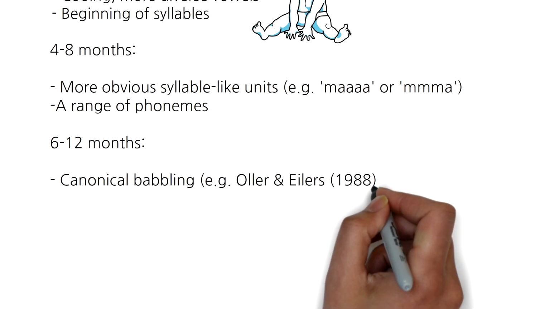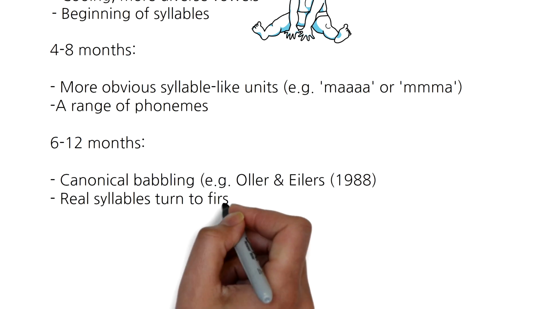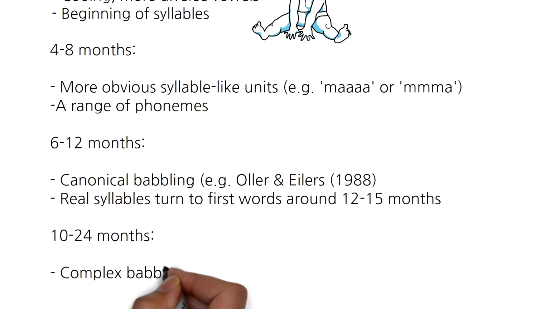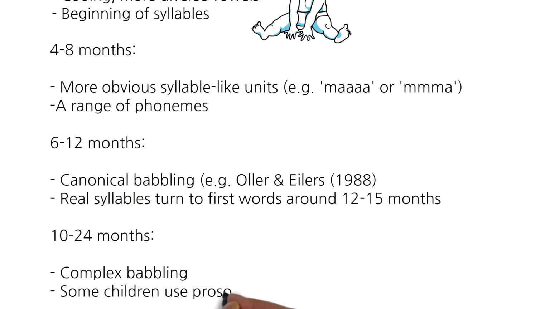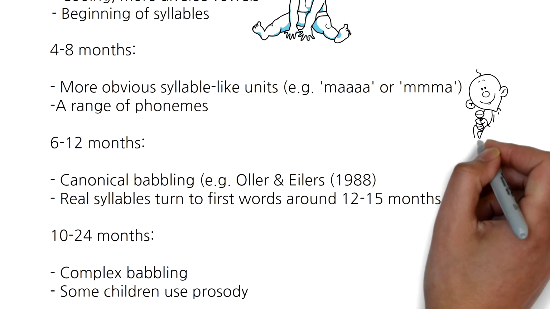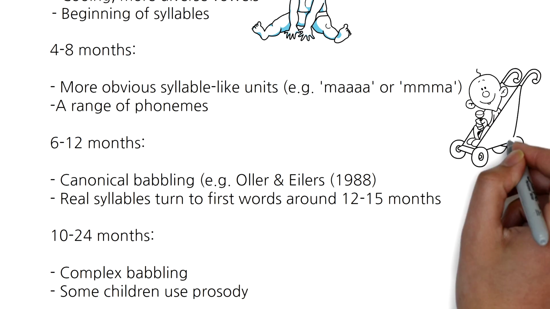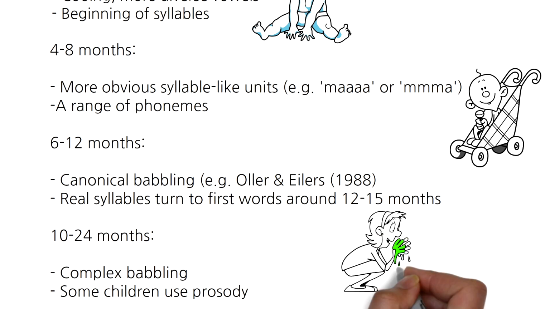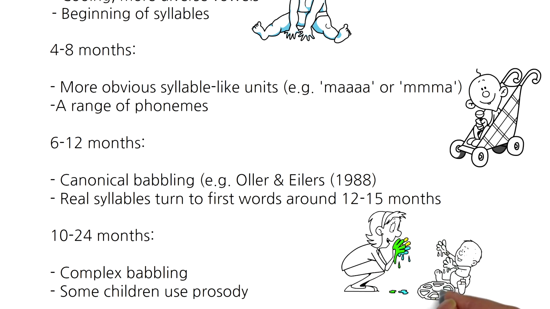Between 6 to 12 months, there's canonical babbling, which was found by Oller and Eilers in 1988, and also real syllables that lead into their first words, and this is typically between 12 to 15 months that their first words might be spoken. Between 10 and 24 months, there is also more complex babbling, and some children use prosody.